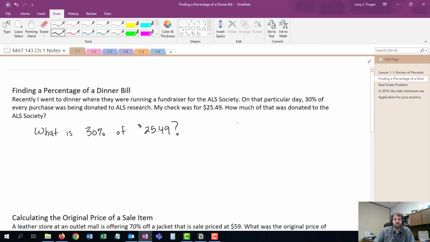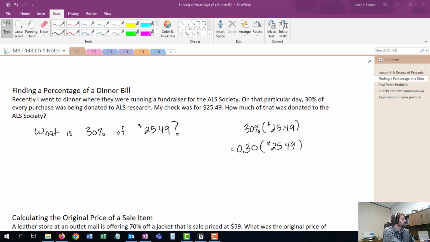There's a couple of ways we can tackle this, and the easiest is, if I want to find a percentage of a number, all I do is multiply. But here's the trouble. You can't do math with a percent sign. So I have to convert the percent to a decimal. So that becomes 0.3 or 0.30. And then I just multiply them.